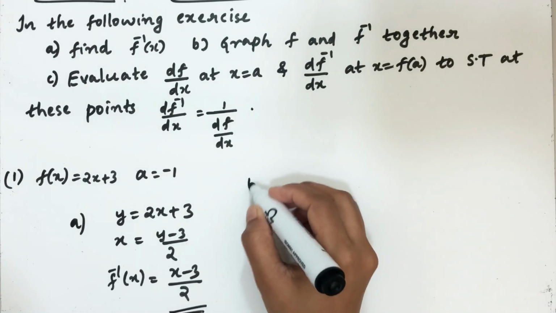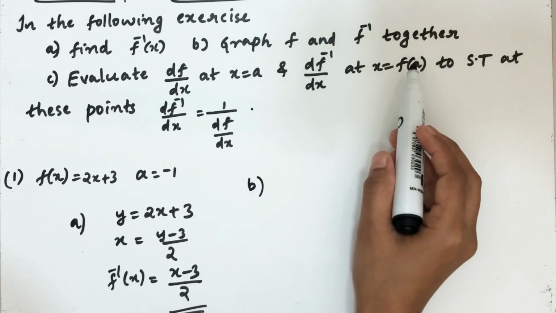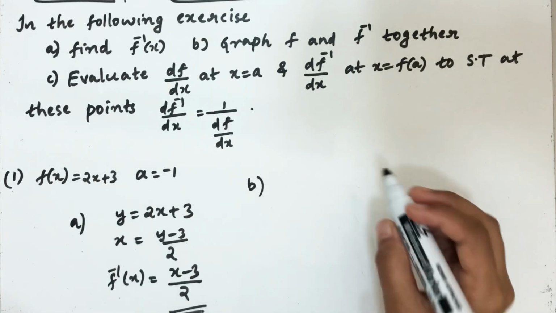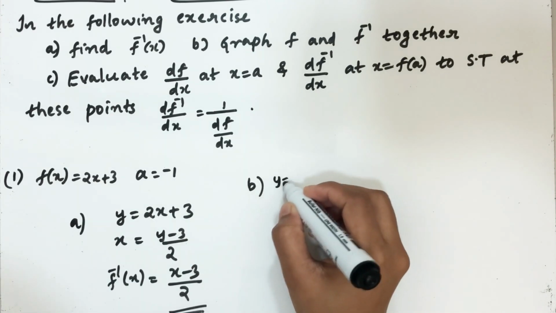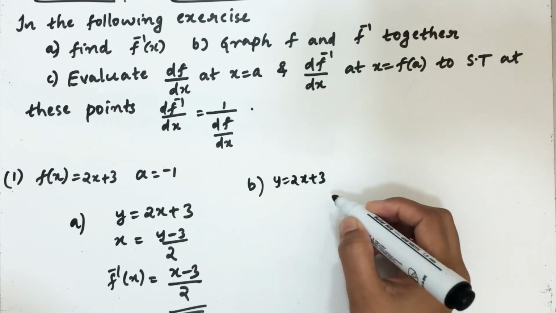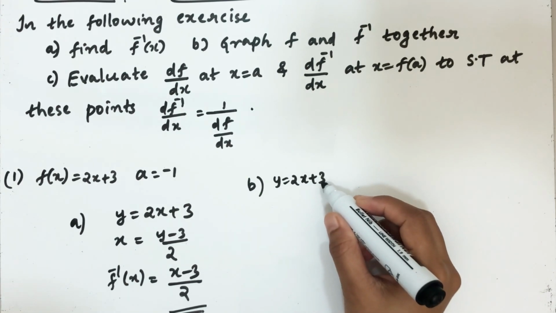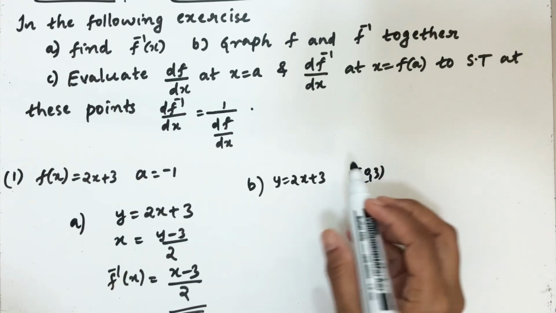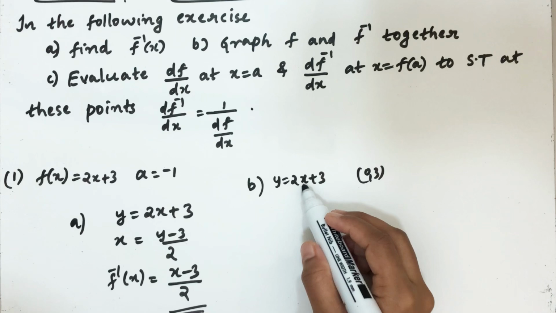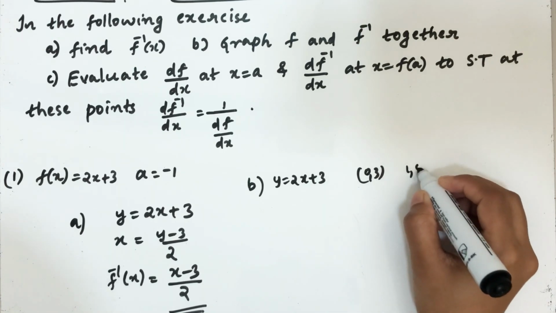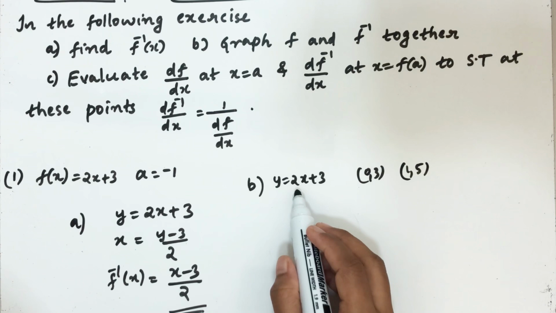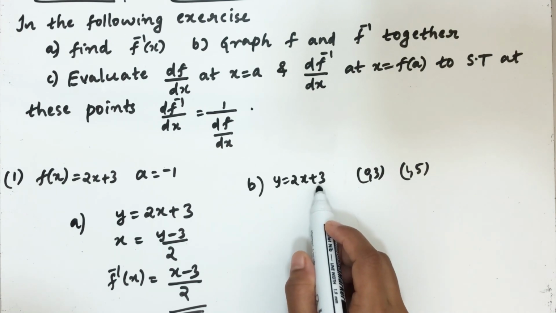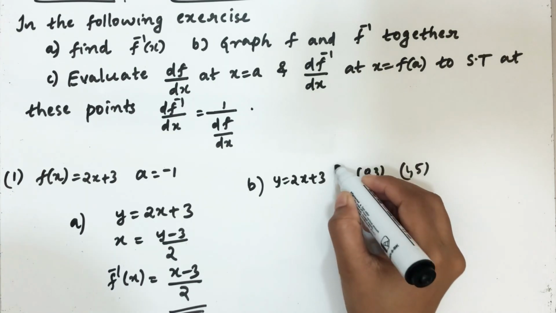Next, B part: graph f and f inverse together. So to draw the graph of f of x, we can find the coordinates. y equal to 2x plus 3. When x is equal to 0, y is equal to 3. So (0, 3) is a point. When x is equal to 1, y equal to 2 plus 3, 5. So (1, 5). When x is equal to minus 1, minus 2 plus 3, that is 3 minus 2, 1. So (minus 1, 1) is another point.